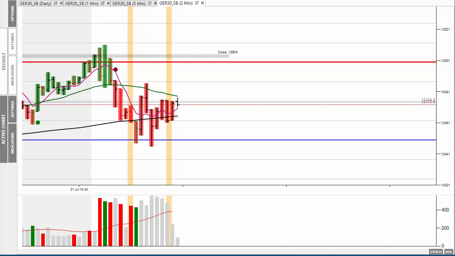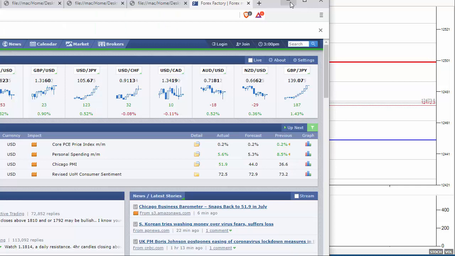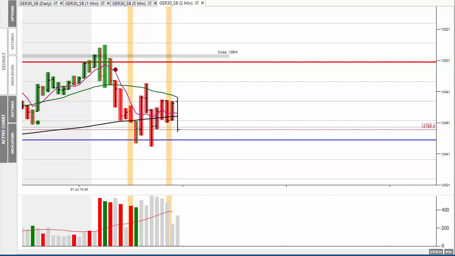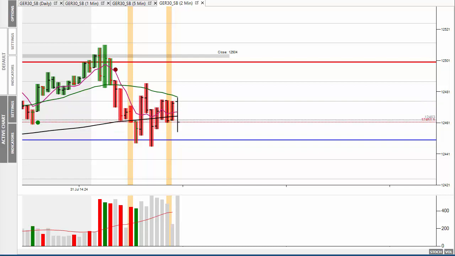Again, you can see me checking the news. I just wanted to see where we were with this news. And this also came out more or less, the revised UoM consumer sentiment came out more or less as forecast. And the market didn't react to the upside, but what's interesting here is watch this price bar here.